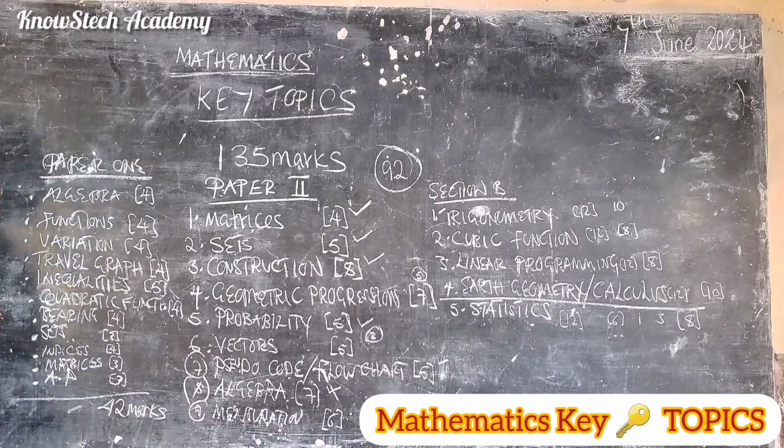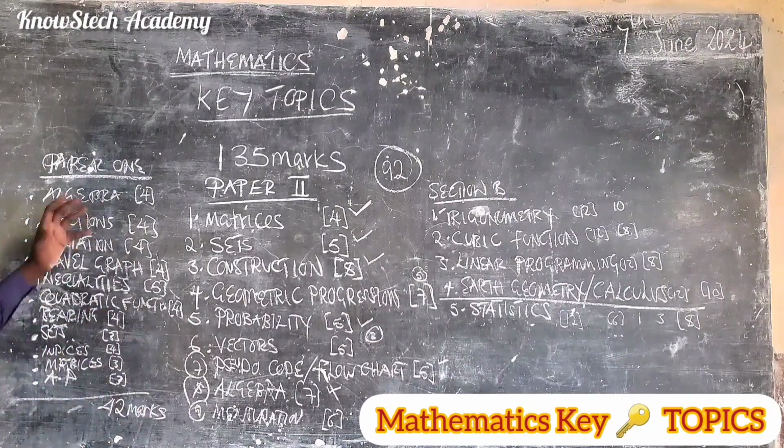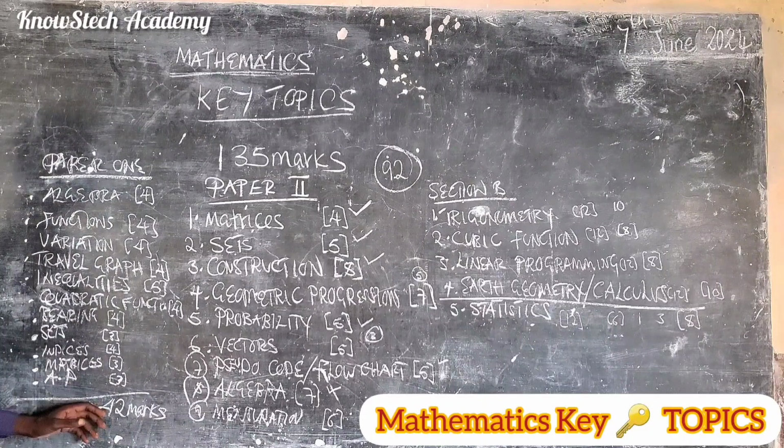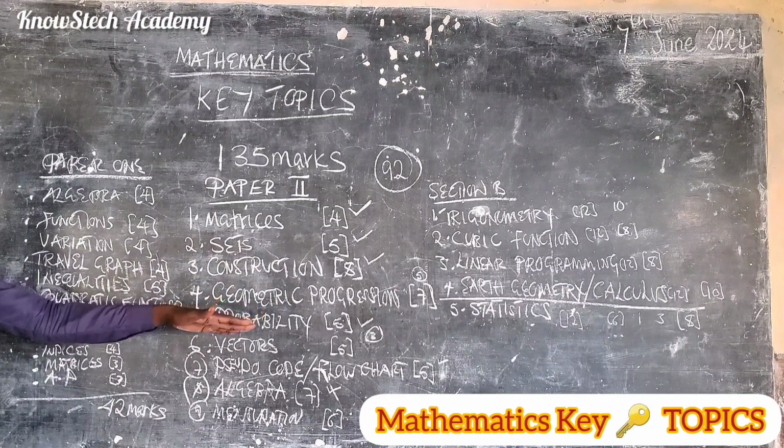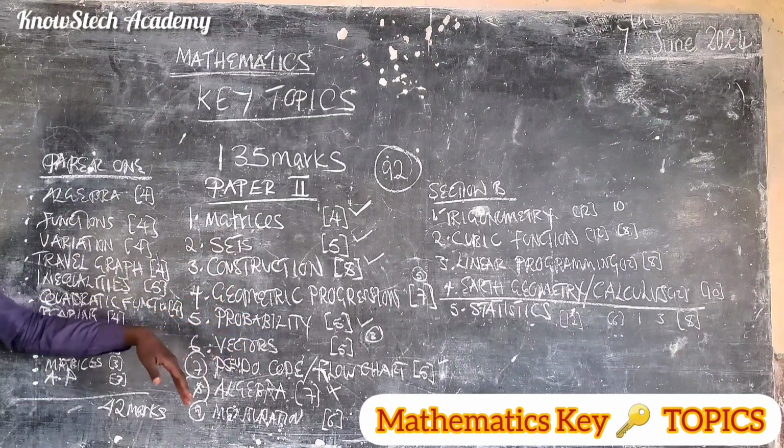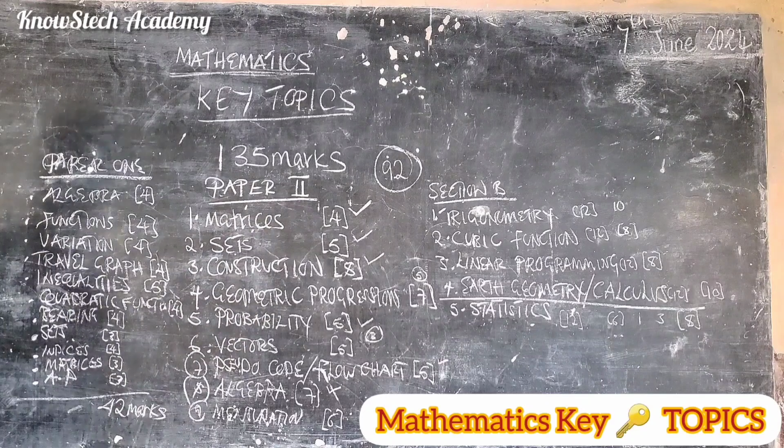This is paper 1? Paper 2, sorry. Sir, on this part, it was given 96, not 92. This paper 2, yes, 96, not 92. Okay, let's leave it the way it is.